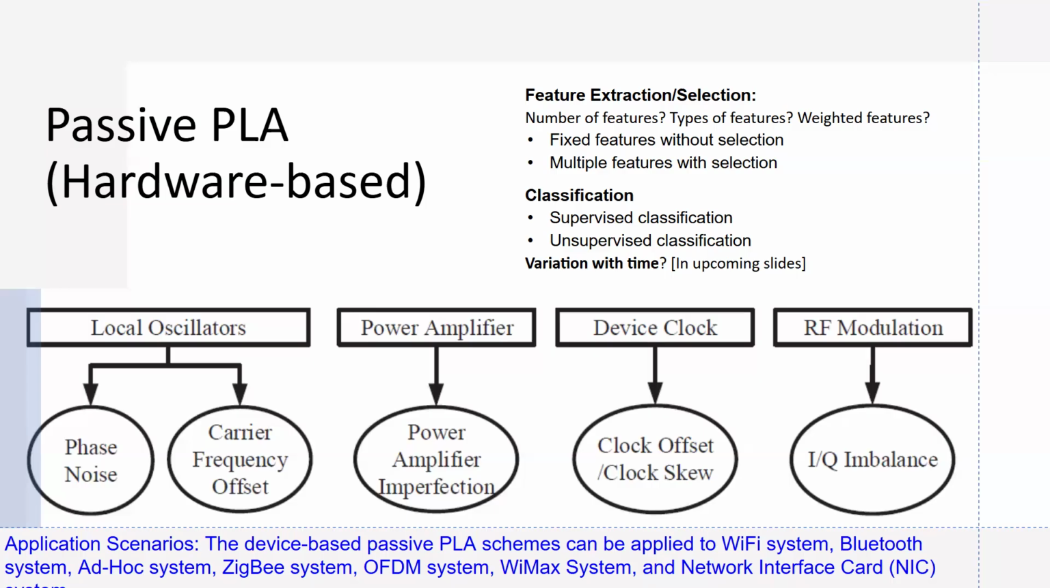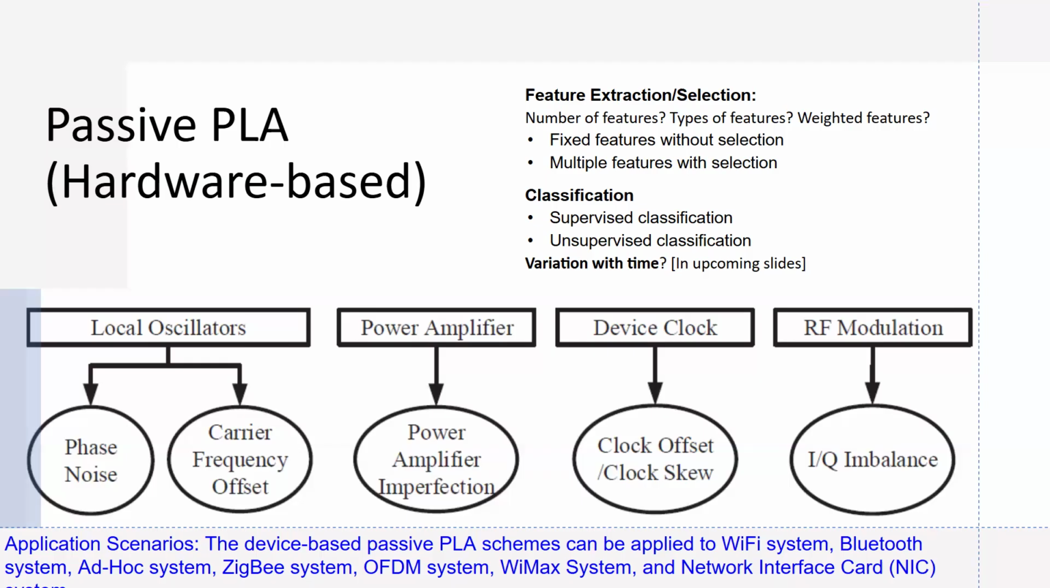All these can be used for feature extraction or selection. And you can determine the number of features you can select, the type of features, and the weighted feature, the importance of the feature. For example, the feature that you think is more reliable, you can give it a higher weight. The feature that you might think is not that reliable, you can give it a lower weight. And you can select multiple features altogether.